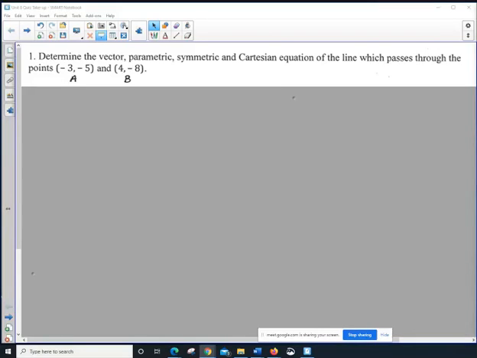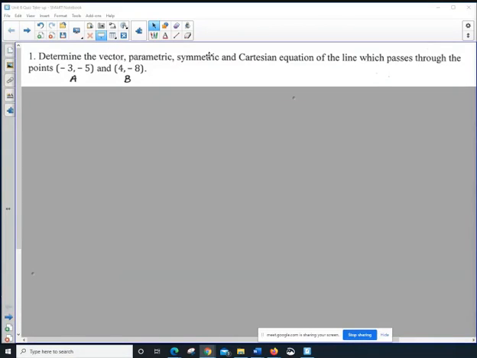So this is the take-up for the Unit 6 quiz. The first question asks us to determine the vector, parametric, symmetric, and Cartesian equations of the line which passes through these 2 points. I'm calling these 2 points A and B.